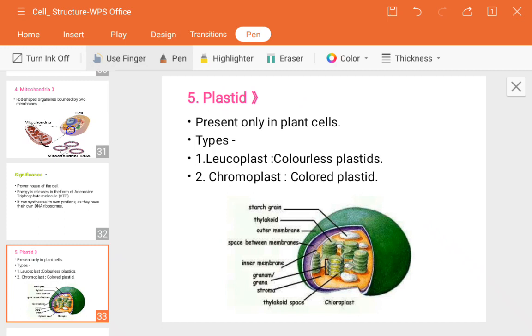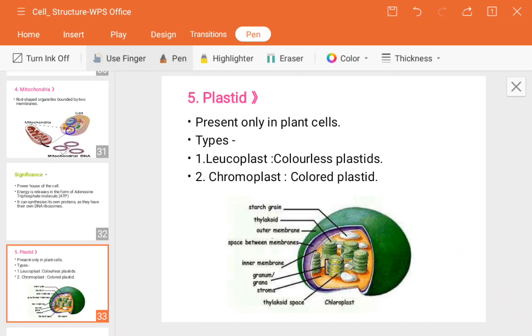Now for leucoplast, I can give some examples: some of the flowers and vegetables are light white or fully white in color. That is because the plastids are in a colorless form, due to the presence of leucoplast. Now, what is an example of chromoplast? Chromoplasts are mostly present in leaves, tomato, sunflower, and many other vegetables which are colored.